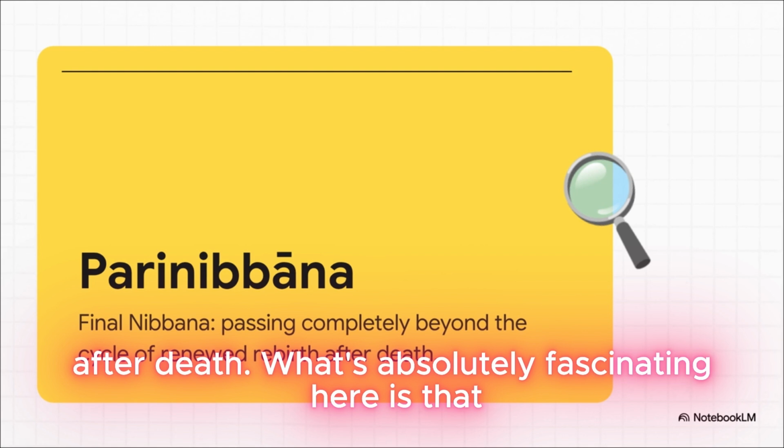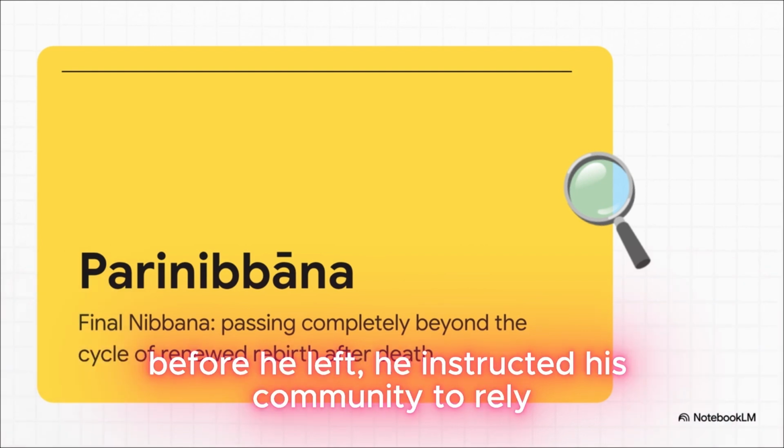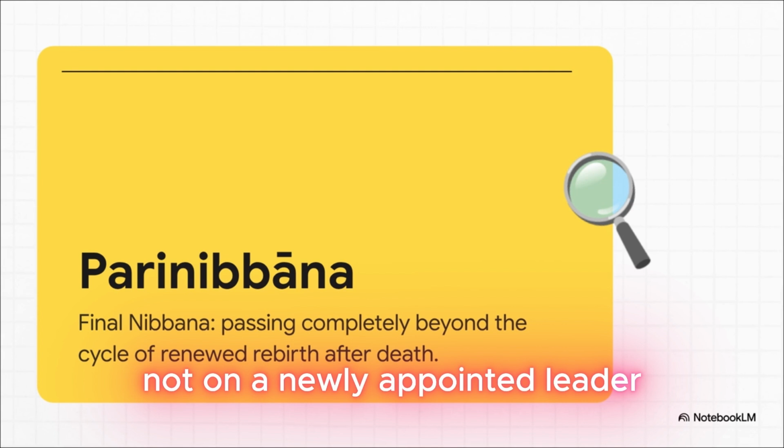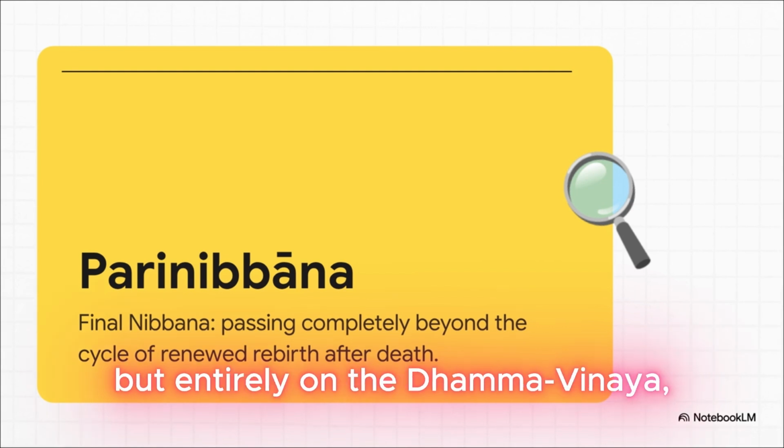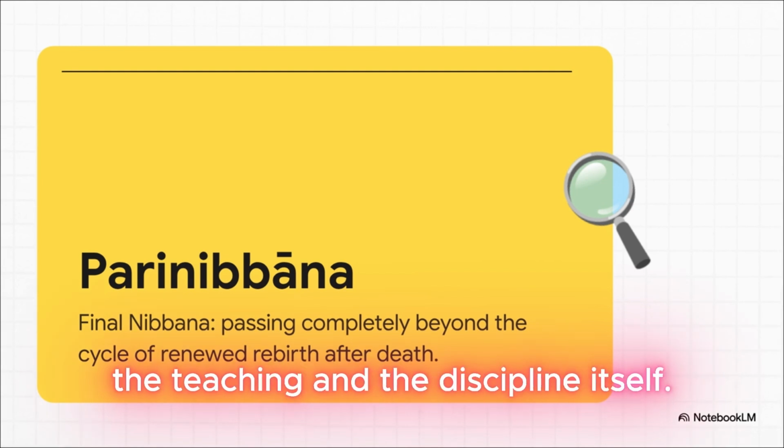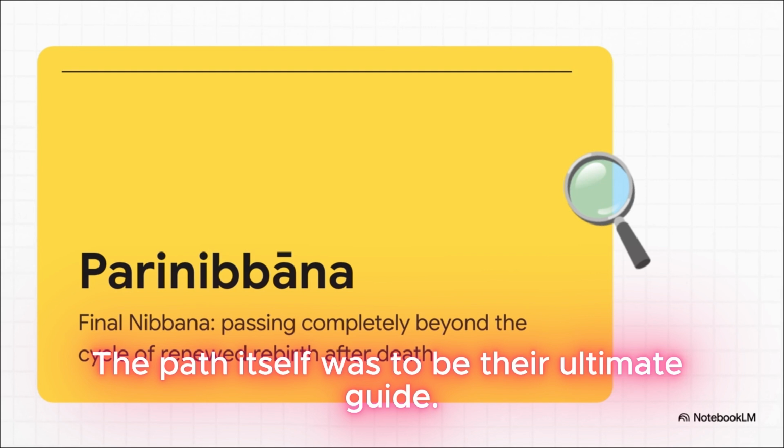What's absolutely fascinating here is that before he left, he instructed his community to rely not on a newly appointed leader, but entirely on the Dhamma Vinaya. The teaching and the discipline itself, the path itself, was to be their ultimate guide.